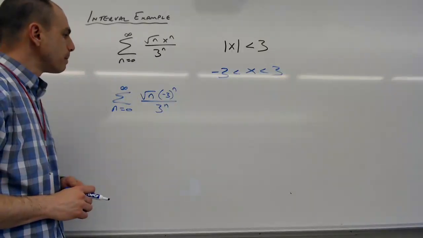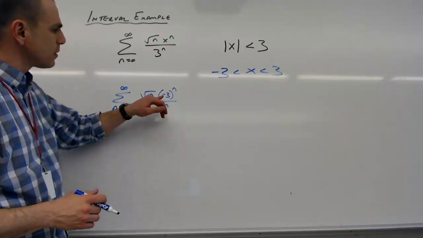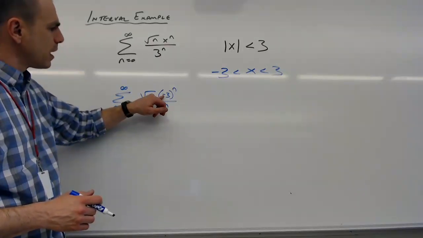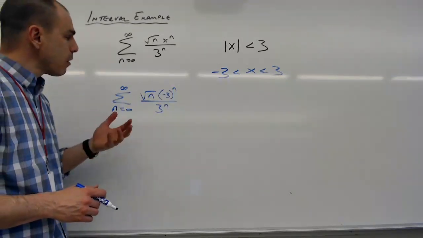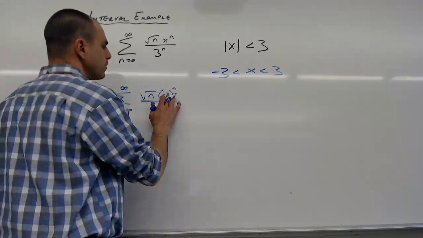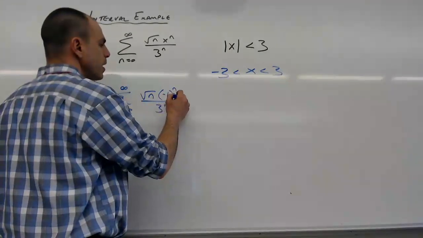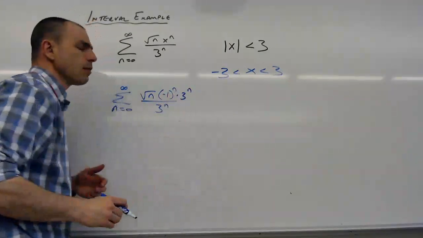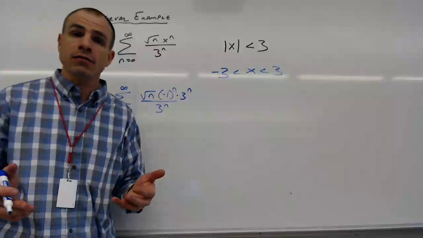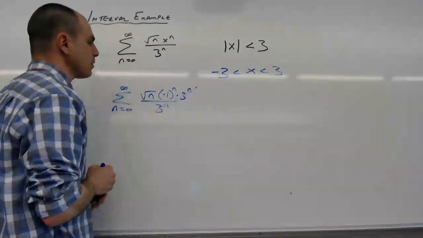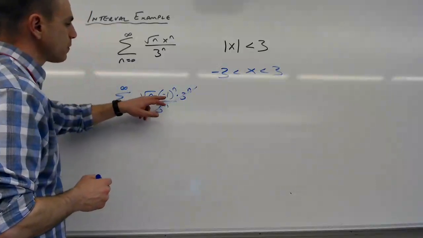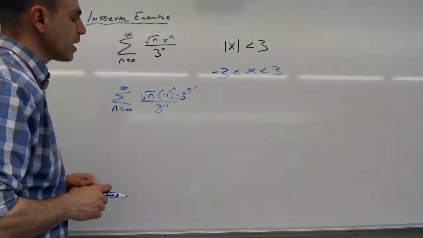Well, you can see we have this -3 to the nth power. However, that could also be rewritten as -1 to the nth power times 3 to the nth power, because we know that -3 is really just -1 times 3. And these 3 to the n's now eliminate each other, so we end up having the series of -1 to the n times the square root of n.